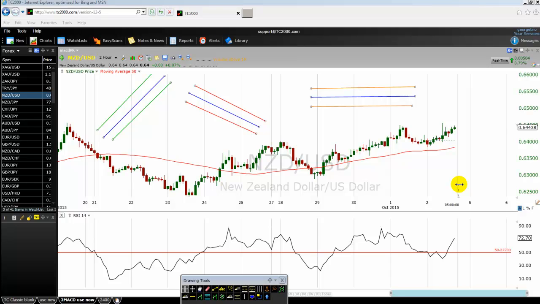An RSI trader explains the RSI indicator theory.